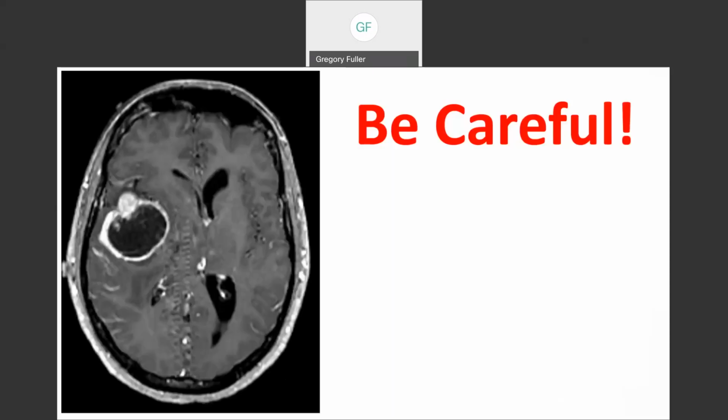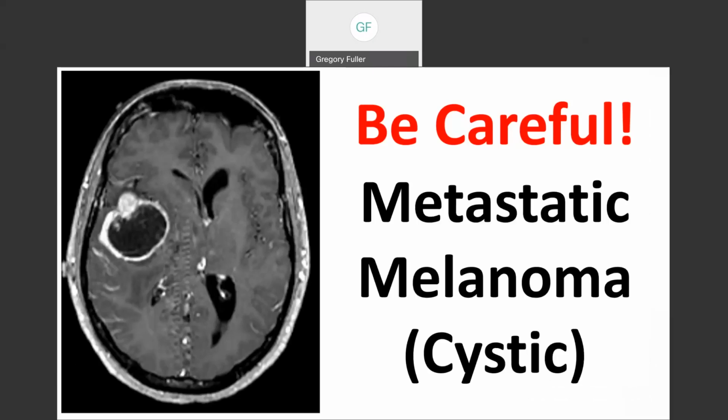Just a caveat before we move on: be careful. It looks like the same thing, doesn't it? And you may be thinking, is this going to be JPA, PXA, ganglioglioma, or is it cystic glioblastoma? Well, it's metastatic melanoma, cystic. Everything occurs.